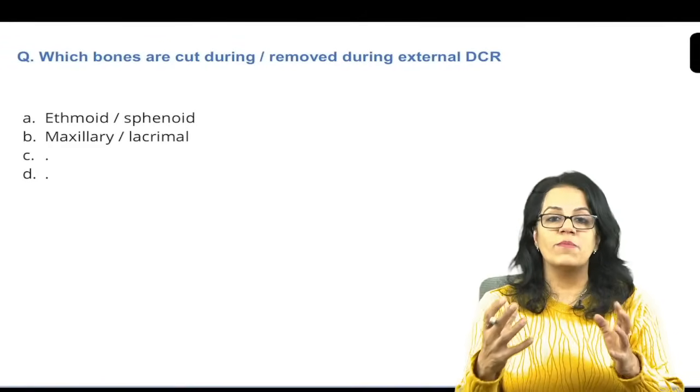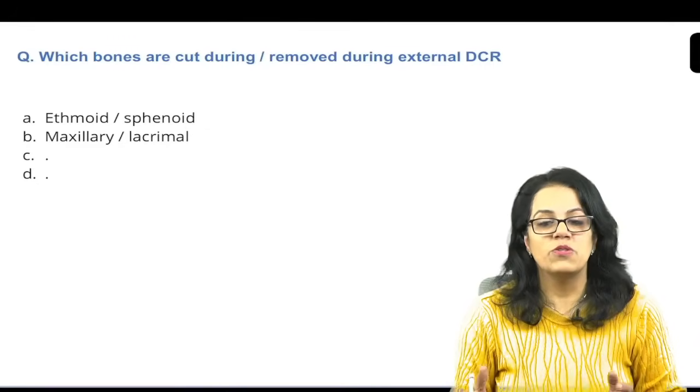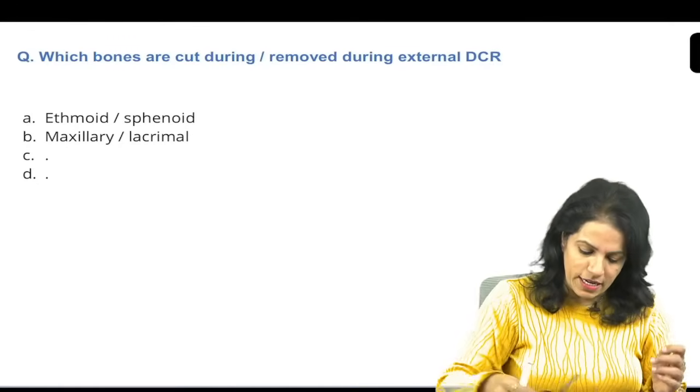Okay, then this is the next question. So in your DCR, which is the bone that you are cutting? Think for yourself, what are the bones we can be cutting? There are two bones here.